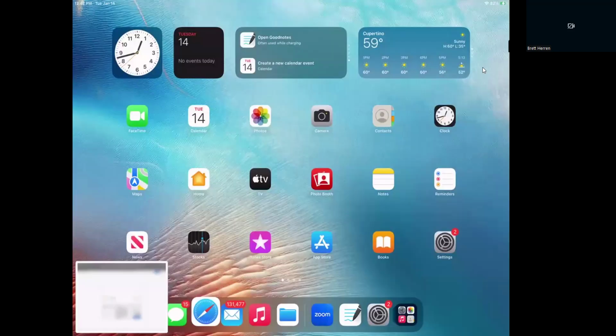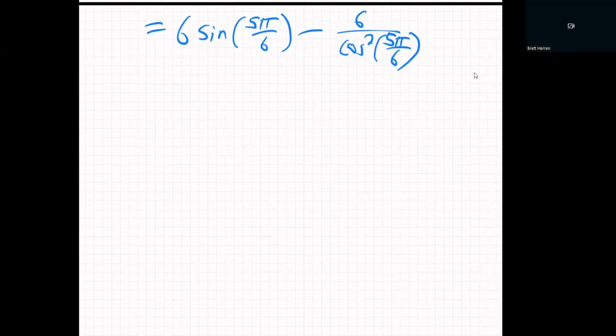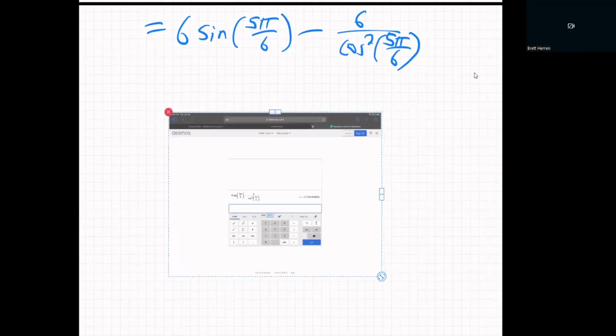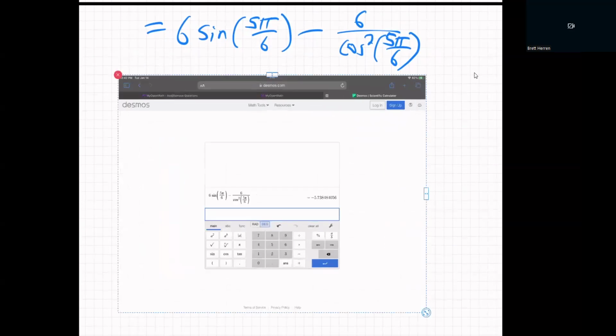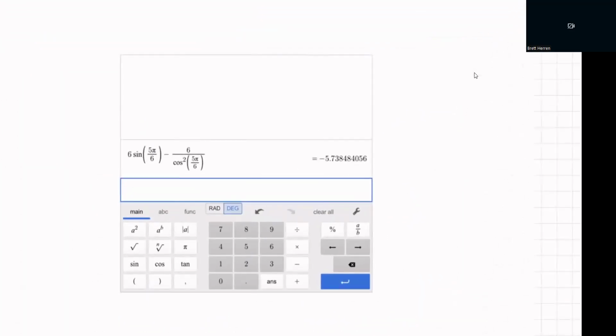Let me move this over where I can write on it just so I can make it extra clear for you what the problem is on Desmos right there. There it is. I just pasted in the Desmos thing. Do you see the problem? The problem is it's supposed to be on radians. I'm on degrees. See how degrees is highlighted? That's a mistake. 5 pi over 6 is a radian angle.